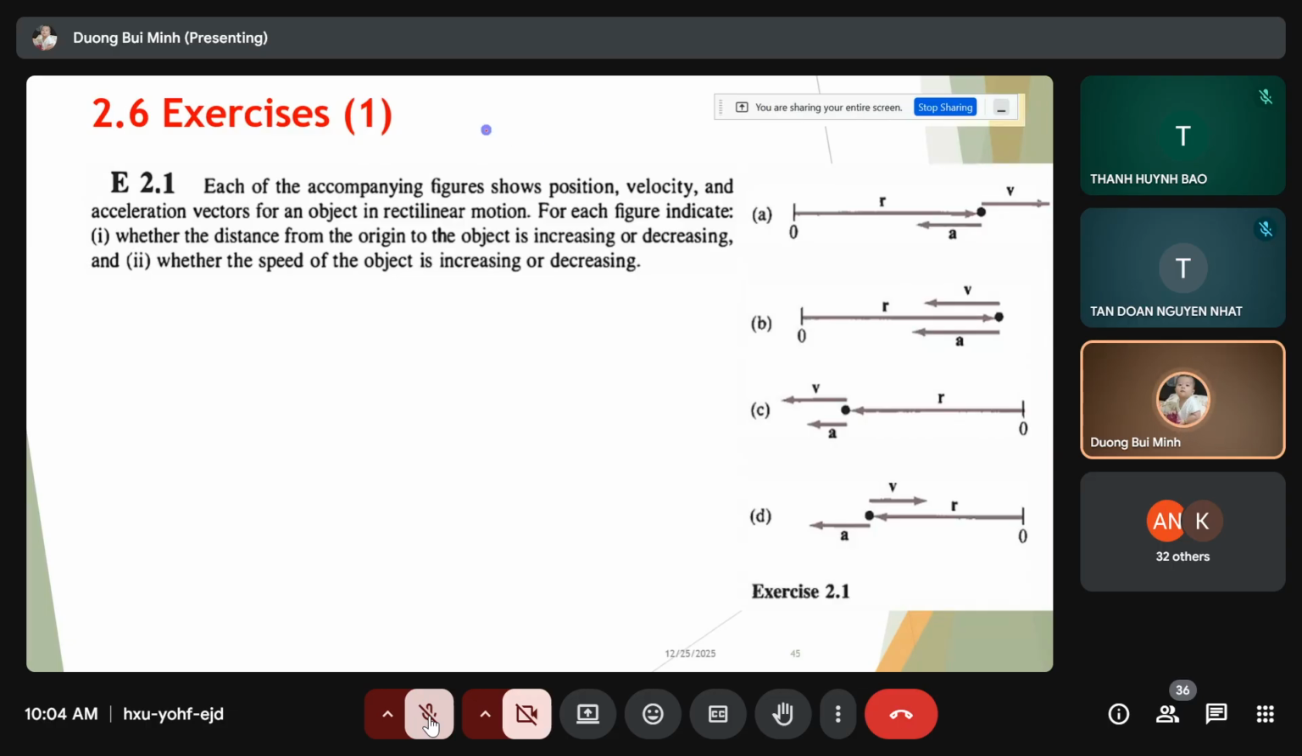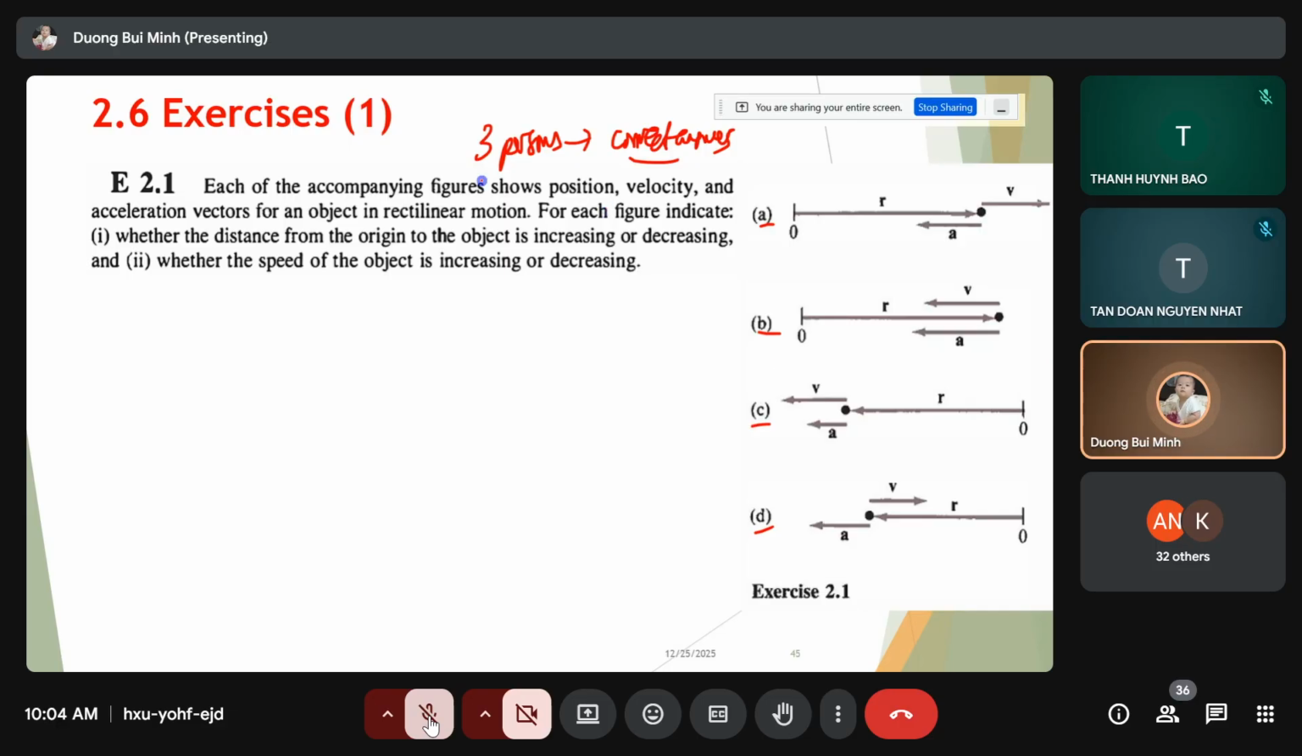Okay, now I need 3 persons to get the correct answers for ABCD. Okay, now each of them, just we need to determine.